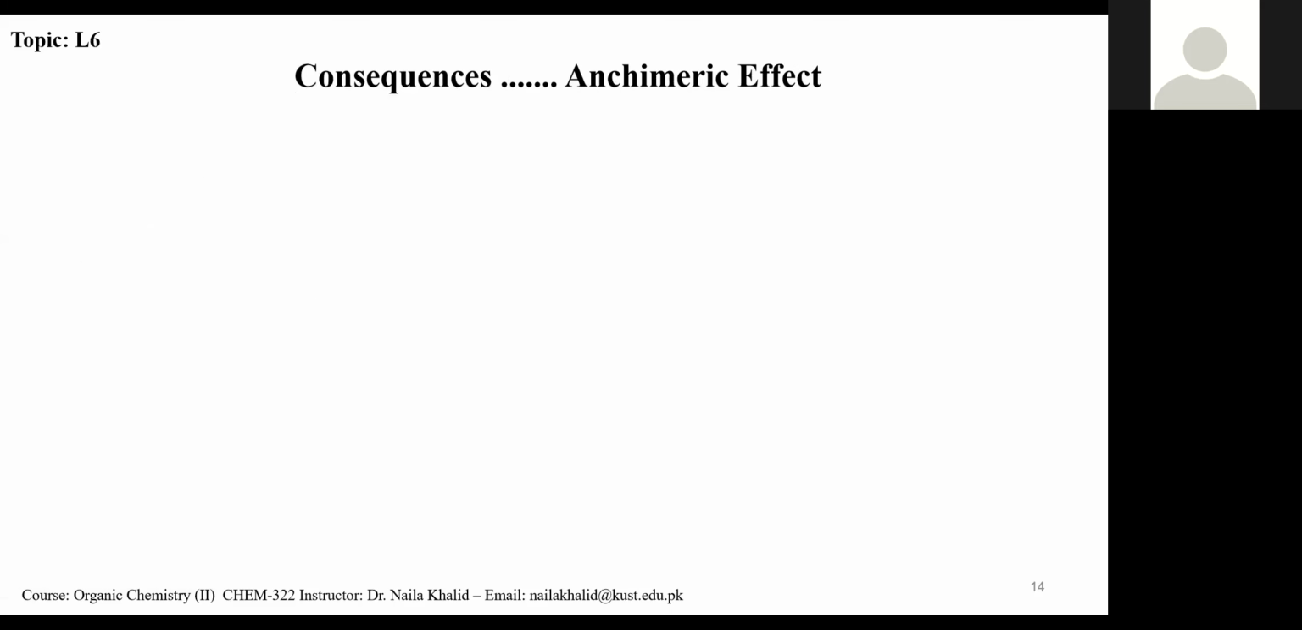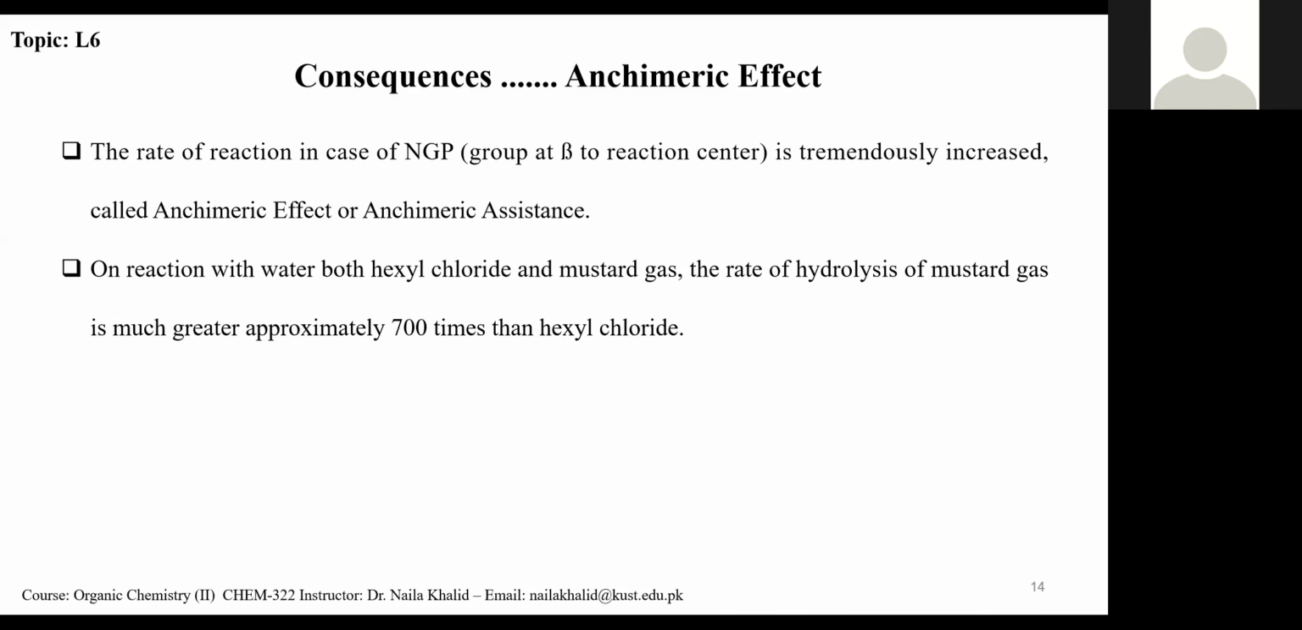So first of all, anchimeric assistance. This term is related to the rate of the reaction. In those reactions in which a neighboring group participates in the nucleophilic substitution, the rate of the reaction is very, very high. If the neighboring group is present, the rate of reaction is tremendously increased. So it shows that it has an anchimeric effect or anchimeric assistance.